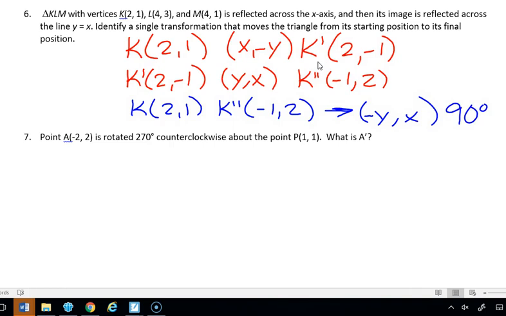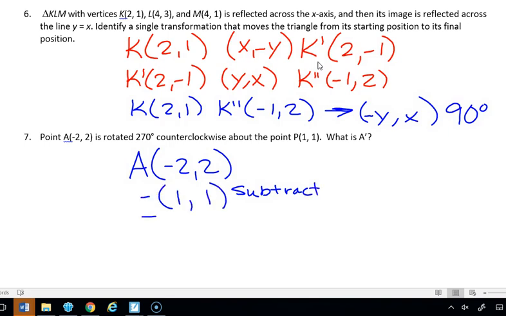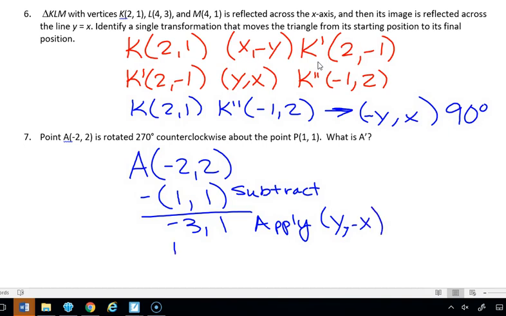Number 7. Point A, negative 2, 2, is rotated 270 degrees clockwise about the point 1, 1. What is A prime? So here, we're going to start with our A, and that's going to be negative 2, 2. If you recall, I said what we're going to do is we're going to subtract the point of rotation from that. So we're going to subtract 1, 1 from that. That's going to give us negative 3, 1. Then we're going to apply the rule. And the rule here for a 270 degrees counterclockwise is y comma negative x. So we're going to apply that rule. So that means we're going to put our y there, and we're going to change the sign of the x. So that's going to give us 1, 3.